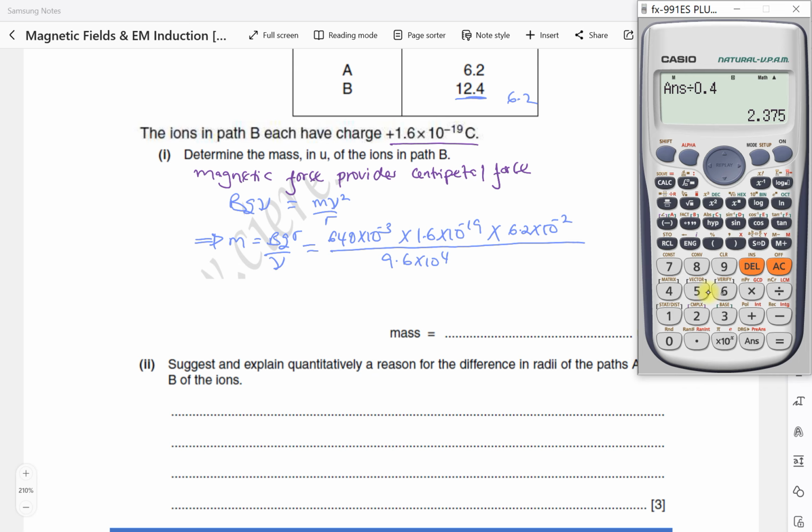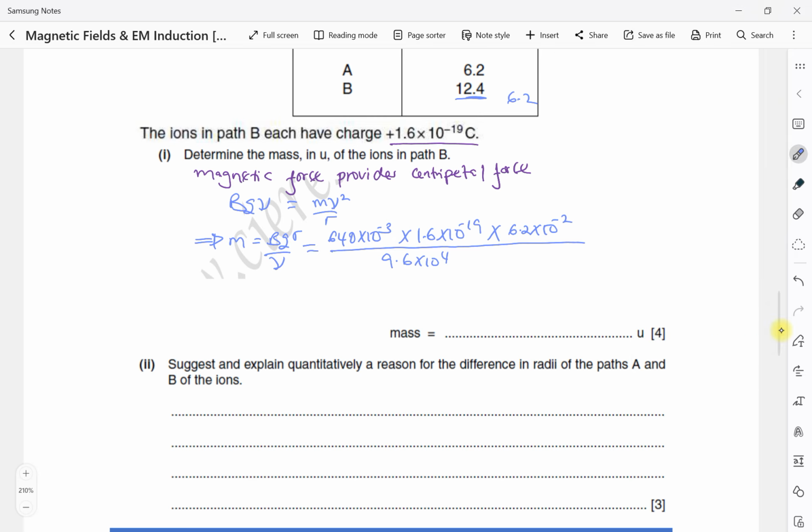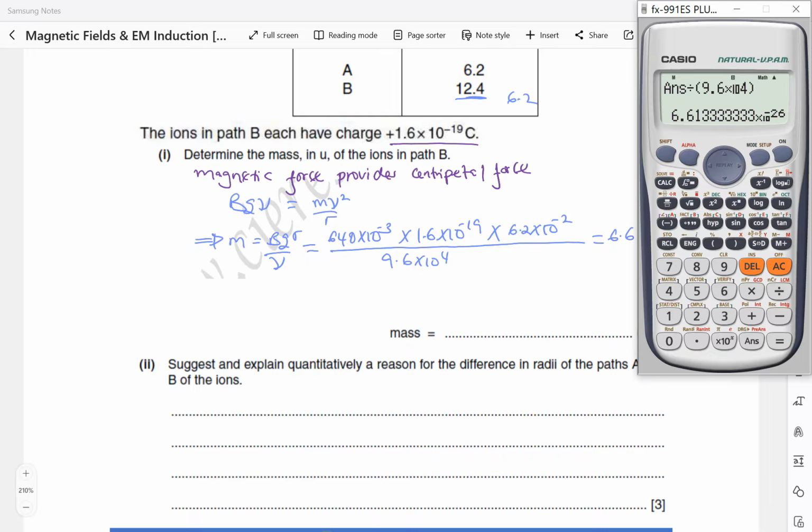So from the calculator, we have 640 exponent minus 3 times 1.6 exponent minus 19 times 6.2 exponent minus 2 divided by 9.6 exponent 4. This is giving us the mass as 6.61 times 10 to the power of minus 26.